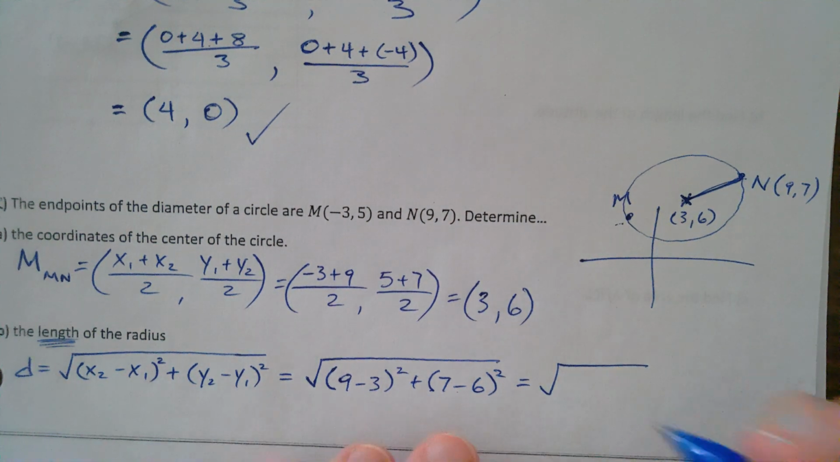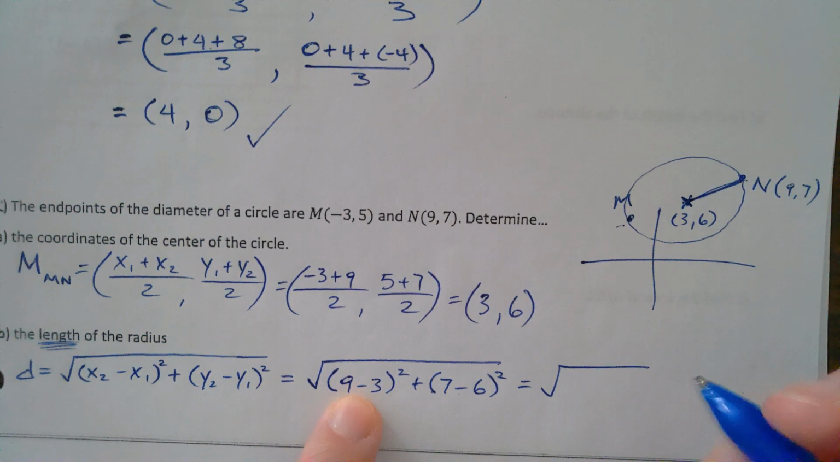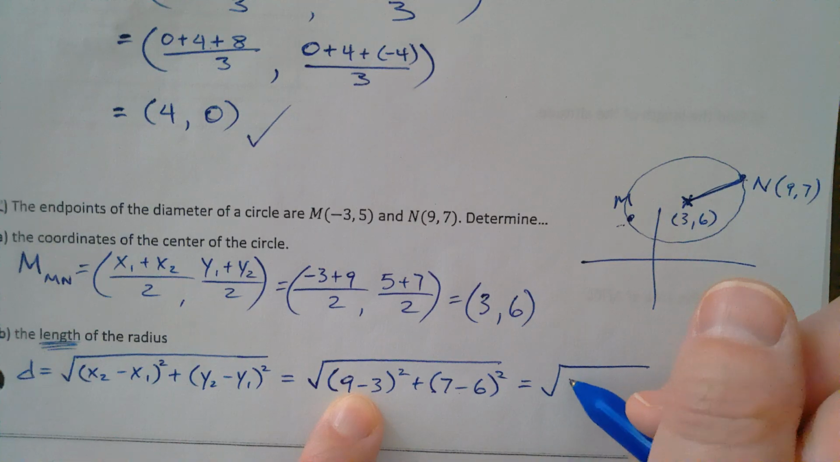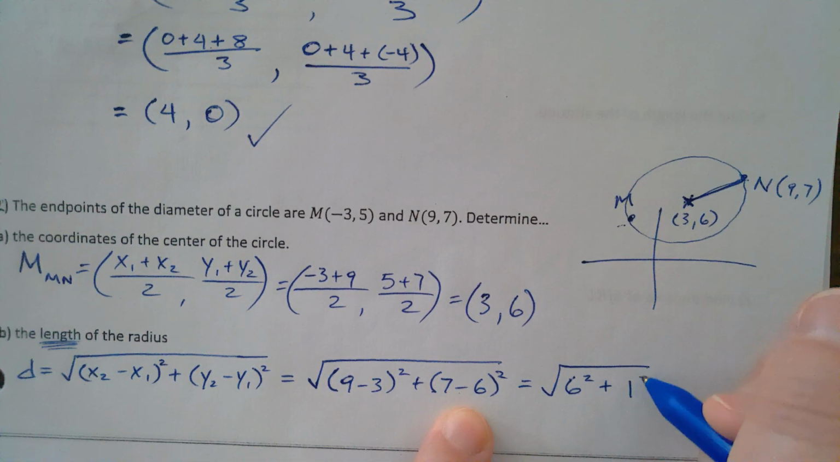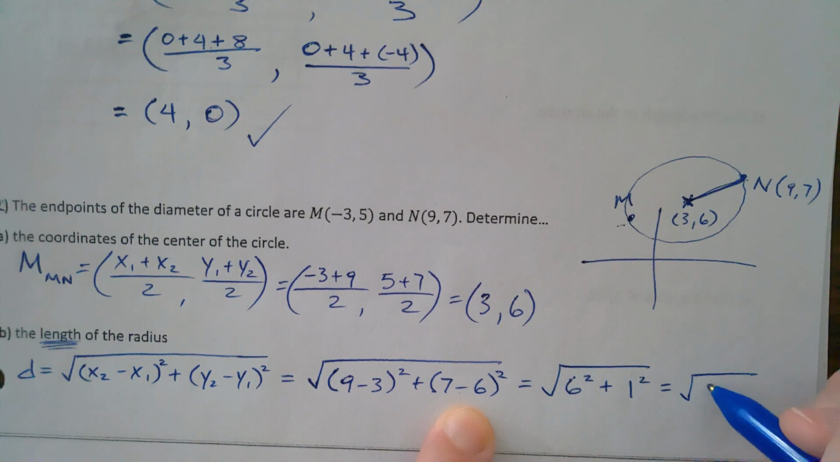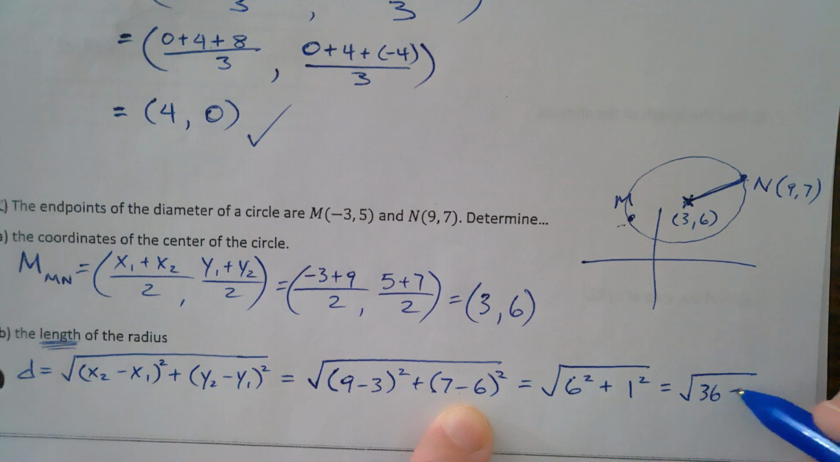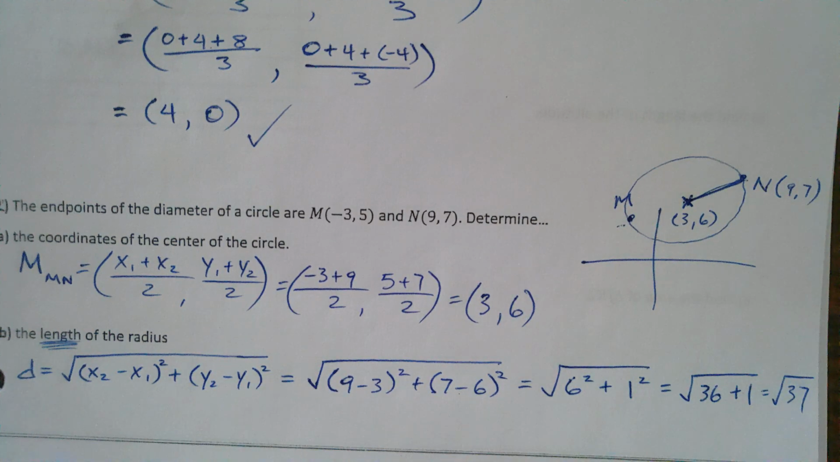Alright, Sydney, you're good with mental math. 9 minus 3, 6 squared. 6 squared, which is 6 times 6 is... You're good with mental math. 6 times 6, 36. 1 squared? Yeah. So there you go. Square root 37. You don't have to do the decimal. You can just leave it as square root 37. It's fine.